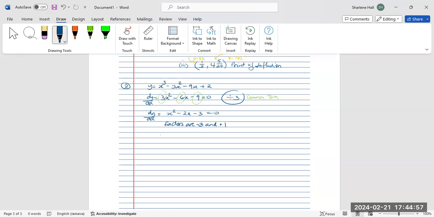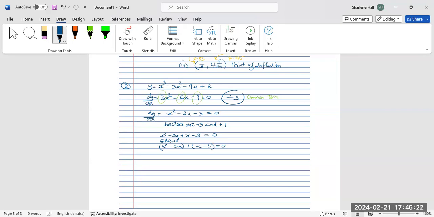So I'm going to have now x squared minus 3x plus x minus 3 equals 0. Then I'm going to group, to give me x squared minus 3x in one bracket. Leave out the middle sign every time. Then I have x minus 3 is equal to 0.